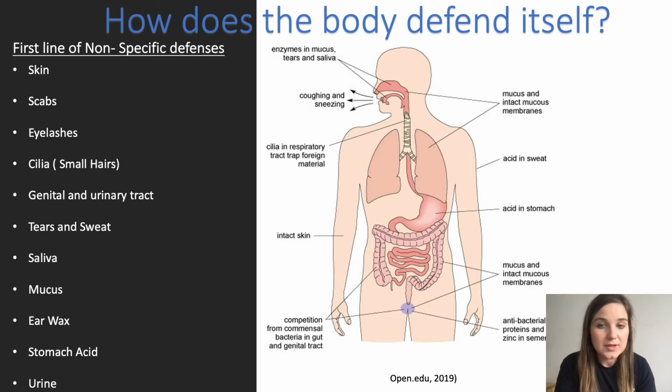We have mucus, which is found in the nose and throat, and this is a thick liquid-like substance that traps pathogens inside it. Stomach acid, so the hydrochloric acid with a pH level of 2. Microbes are unable to survive in such acidic conditions and enzymes produced in the stomach can kill the pathogens. Urine washes microbes out of the urinary tract.